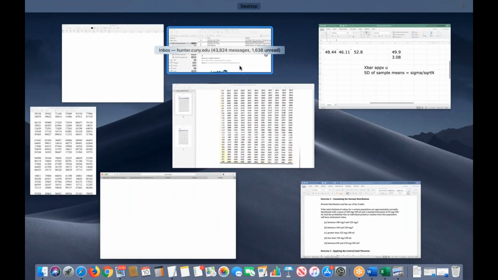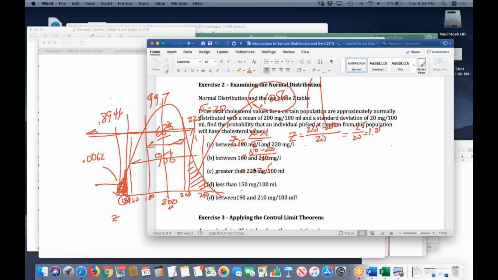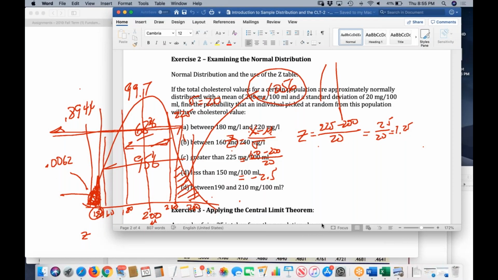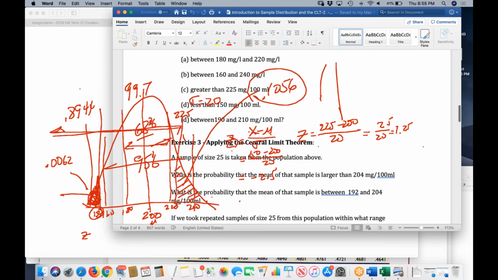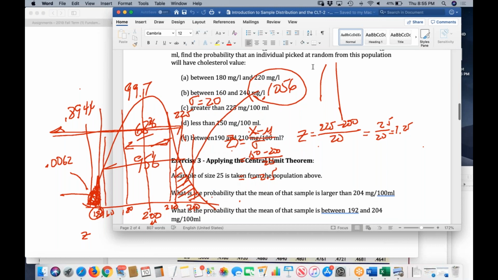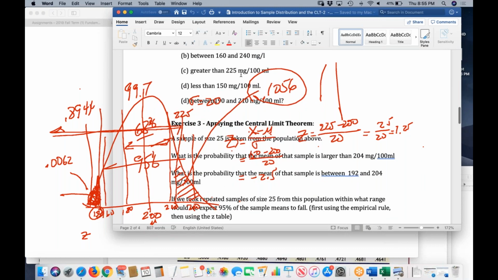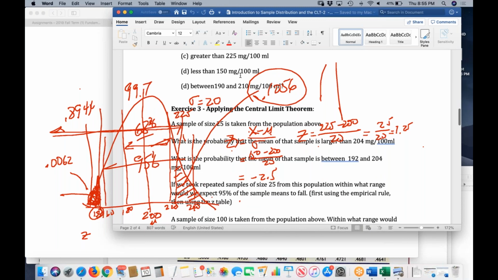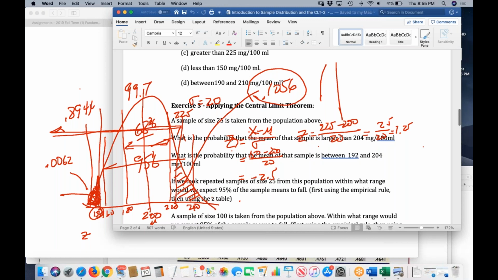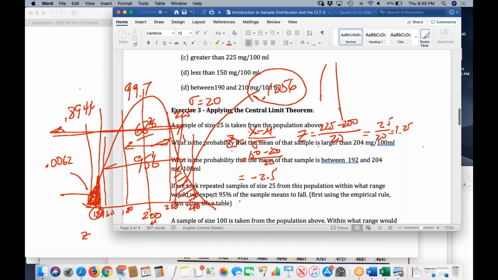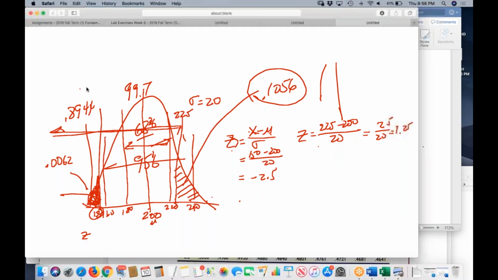Yeah, let me get back to the question there. Let me see if I can scroll up here. I've got to change to the pointer again. Let me get it up there so you can read it. Find the probability an individual picked at random from this population would have a cholesterol greater than 225 or less than 150, right? So those are the two values that it was asking for. So what's the probability that someone would have a cholesterol between 150 and 225, right?